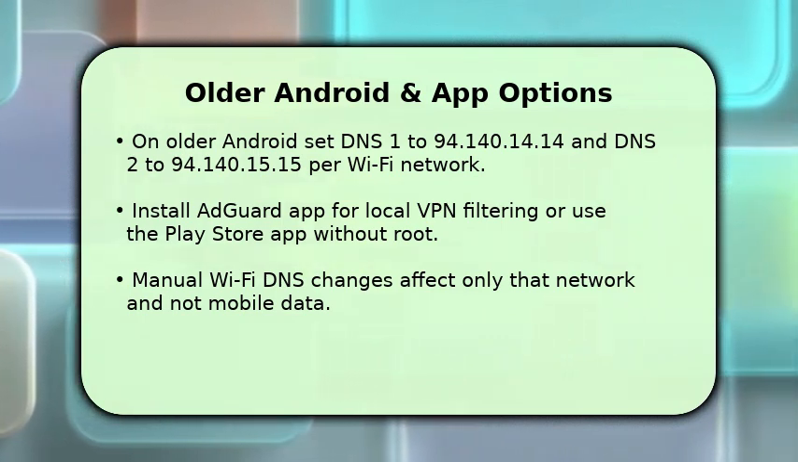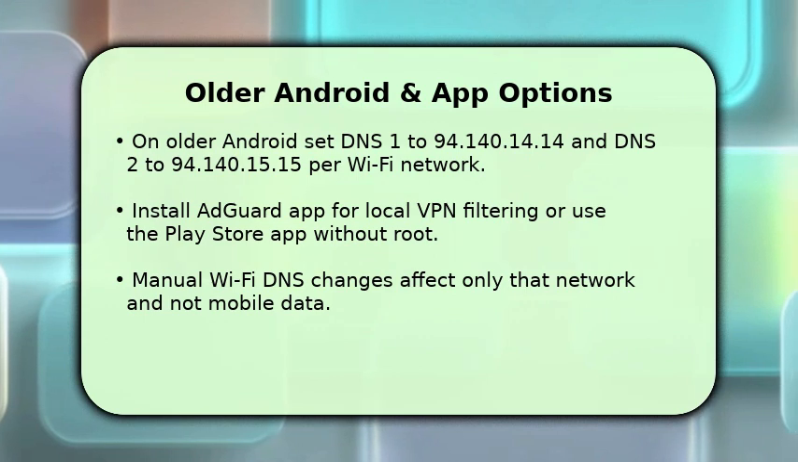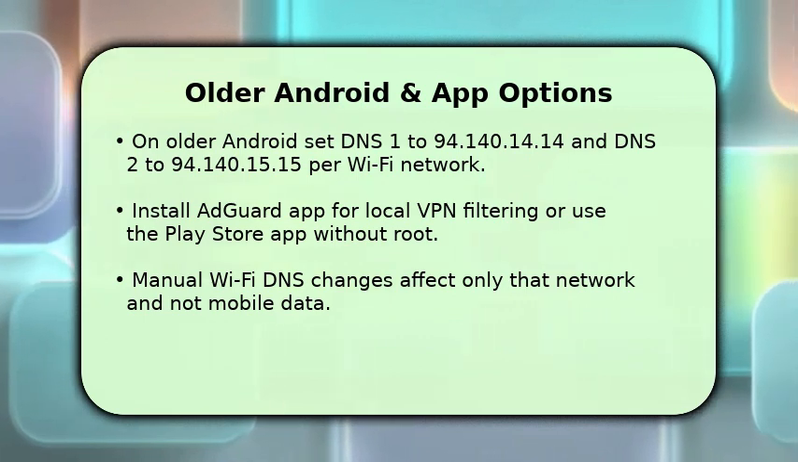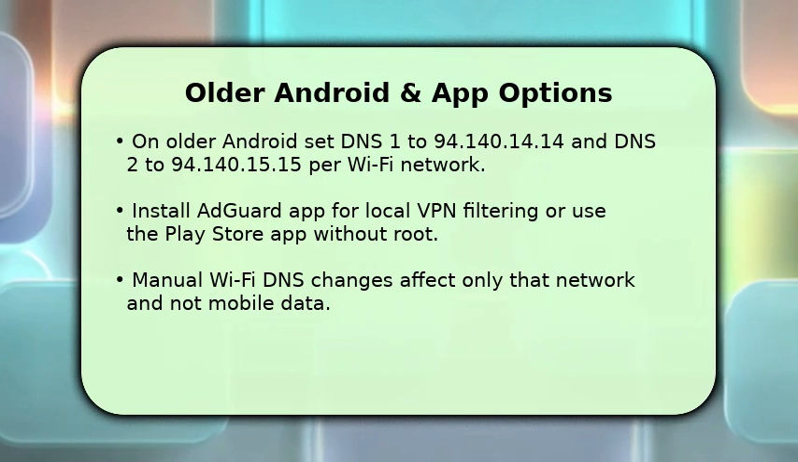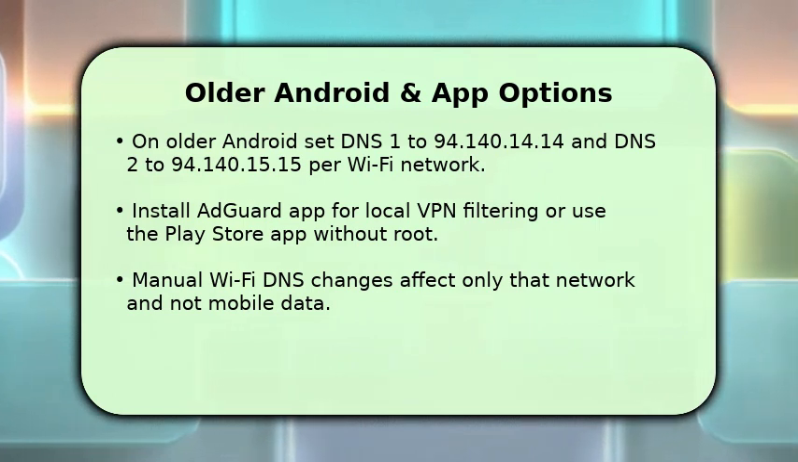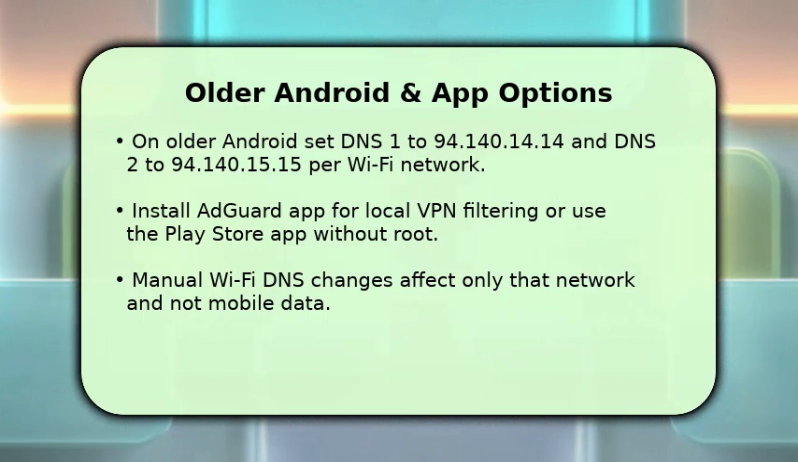For system-wide filtering on older phones, install the AdGuard app, which creates a local VPN without root. Rooted users can enable deeper filtering and network-level rules in the app settings.